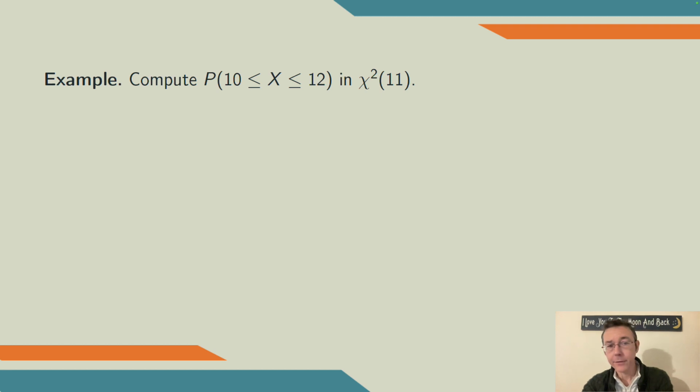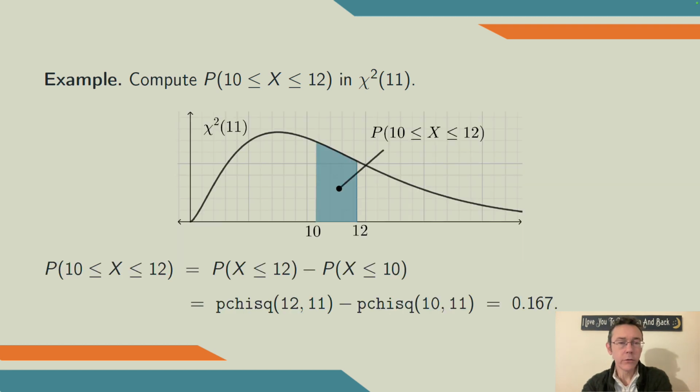Here's one more. Compute the probability that x is between 10 and 12 in chi-squared of 11. So again, give this a try on your own before watching my solution. I'm going to do this using the CDF twice. I'm going to find the probability that x is less than or equal to 12. That's pchisq of 12 comma 11. That's going to give me the area under this graph to the left of 12. But of course, that's not just the shaded area. That's also the unshaded area at the left of this picture. So I'm going to subtract off the probability that x is less than or equal to 10, and that's pchisq of 10 comma 11. That's the unshaded area on the left of this graph. Overall, I take the difference of those two pchisq values. I get about 0.167.